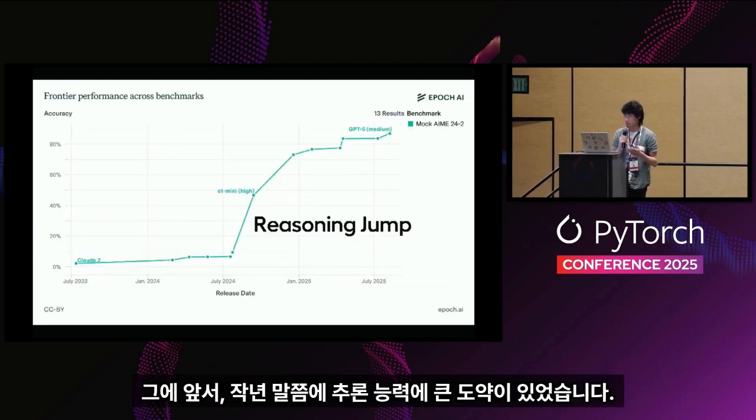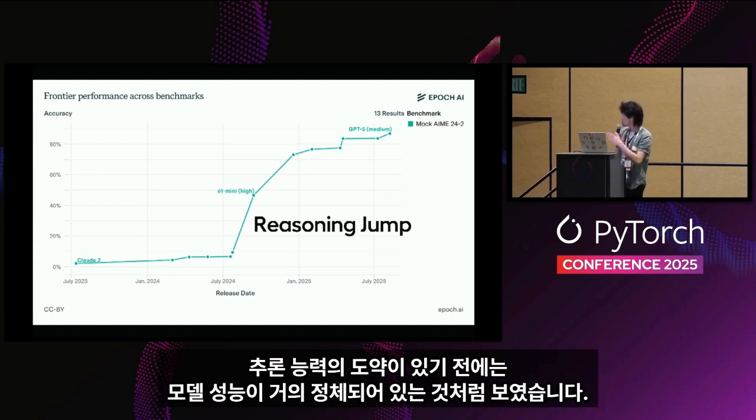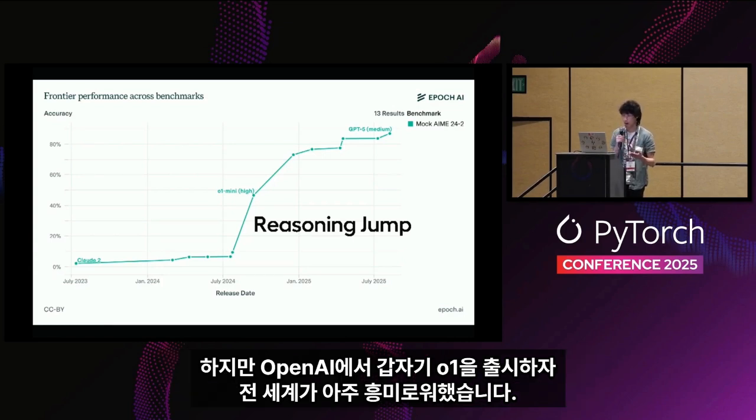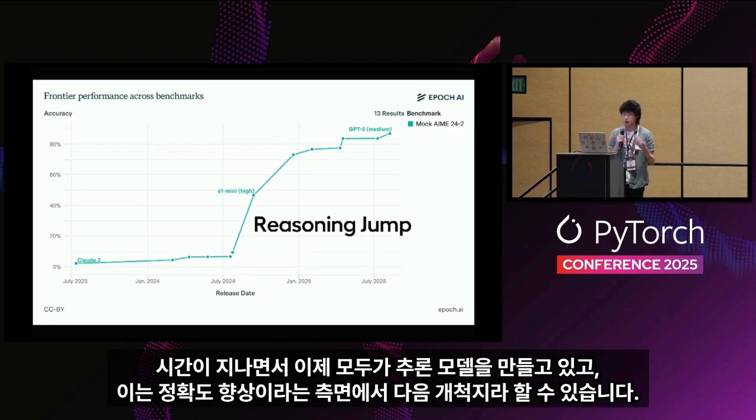Before that, at the very end of last year, there was actually a reasoning jump. When O1 got released, it was quite surprising that performance dramatically increased. Before the reasoning jump, it looked as if models were kind of flatlining in terms of performance. But then suddenly, when O1 got released from OpenAI, the whole world realized, okay, this is very interesting. You can do reinforcement learning and other special tricks to make performance much better. Over time, everyone has been doing reasoning models, and this is the next frontier in terms of increasing accuracy.